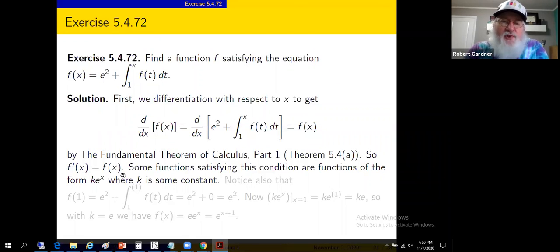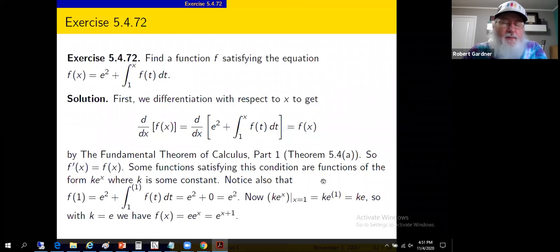You know any functions that satisfy that condition? Exponential functions, e to the x's, satisfy that condition. Actually, if I take any scalar multiple of e to the x, it'll satisfy that condition. Differentiate k times e to the x, where k is a constant. What do you get? The same thing. So I suspect we're dealing with a function that's some multiple of the exponential function.